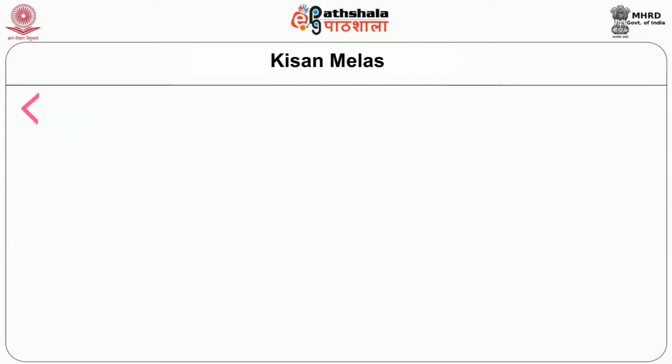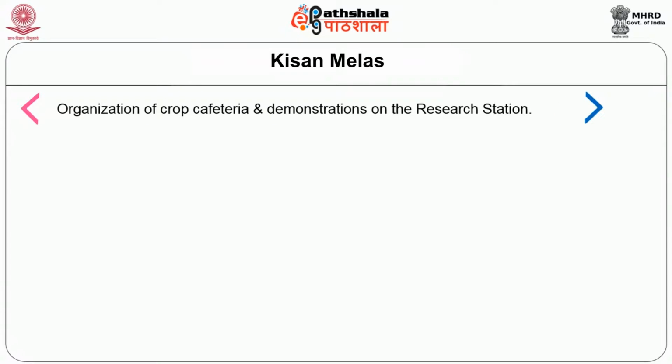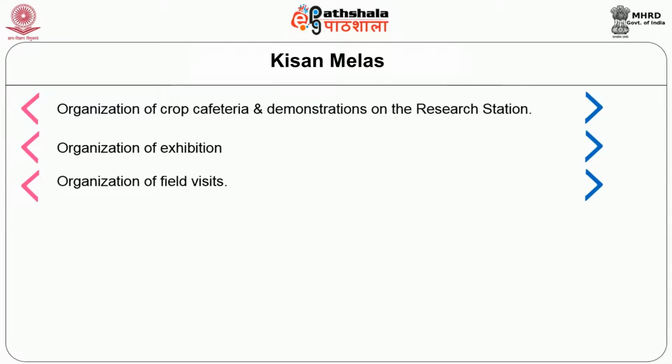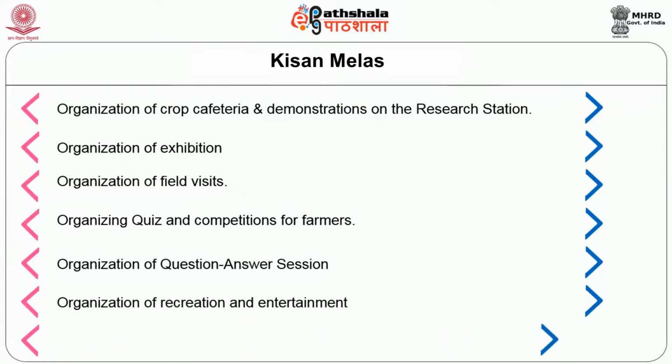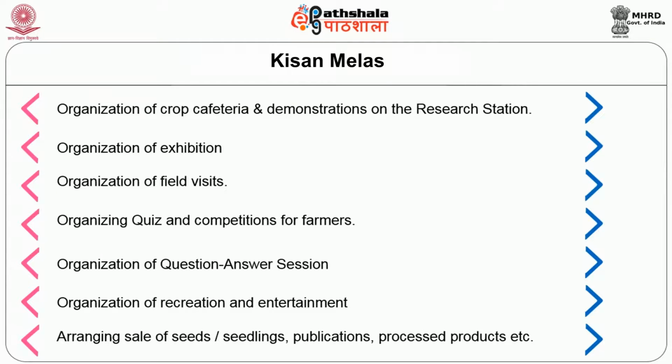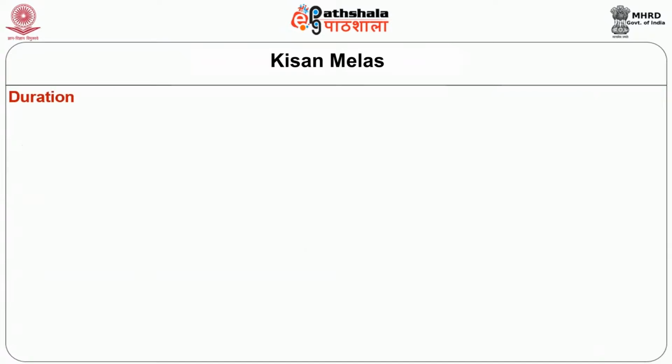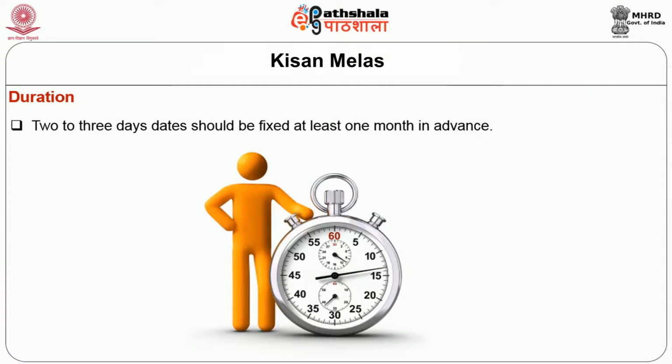Now let us see the dimensions of activities. Number 1, organization of crop cafeteria and demonstrations on research station. Number 2, organization of exhibition. Number 3, organization of field visits. Number 4, organizing quiz and discussions among farmers. Number 5, organization of question and answer session. Number 6, organization of recreation and entertainment. Number 7, arranging sale of seeds, seedlings, publications, processed products etc. So, all these dimensions are very important while conducting Kisan Melas. The duration of 2 to 3 days is adequate. Date should be fixed at least 1 month in advance.